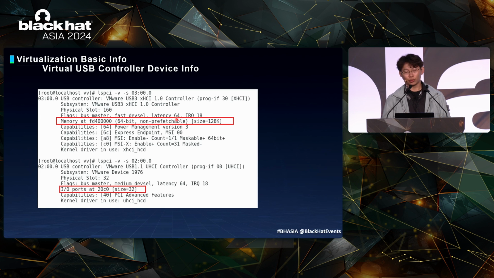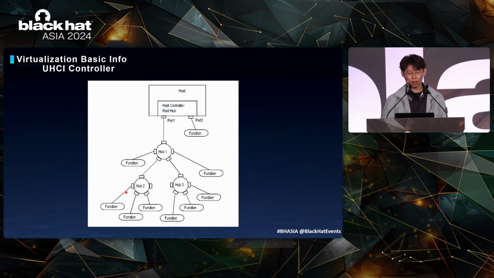This slide shows the device information of XHCI and UHCI in a Linux virtual machine. As you can see, XHCI uses I/O memory for data transmitting, while UHCI uses I/O port 20C0. This is the device relationship diagram of the UHCI controller. The UHCI controller has 2 default ports. When a device is connected to one port, a hub is needed to expand for new USB devices.